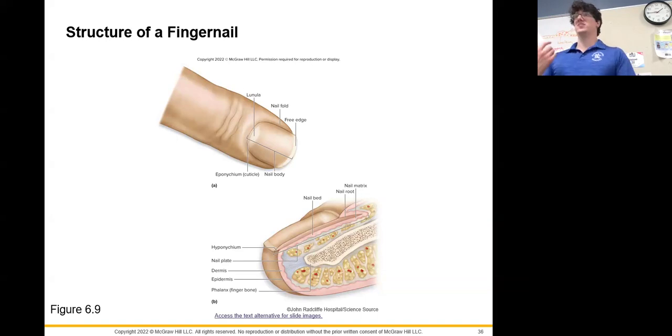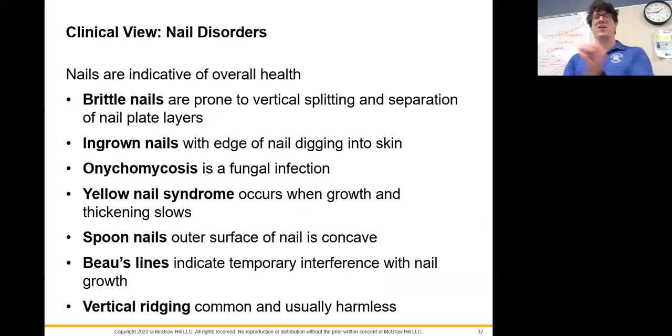Okay, now that also means that we can really, really monitor someone's overall health, and not just what their health is right now, but what their health has been over a fairly long period of time by looking at their nails. Okay, if their nails are particularly brittle or something like that, this could be because they have an underlying health problem.